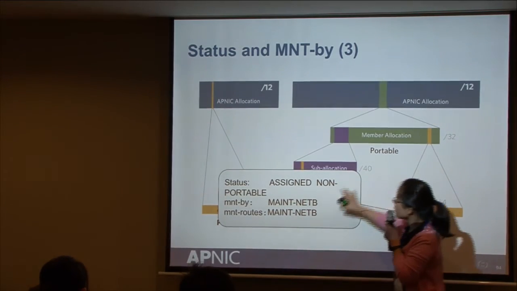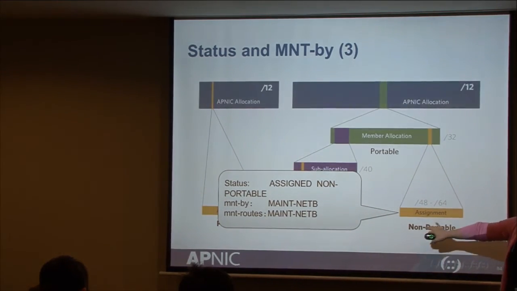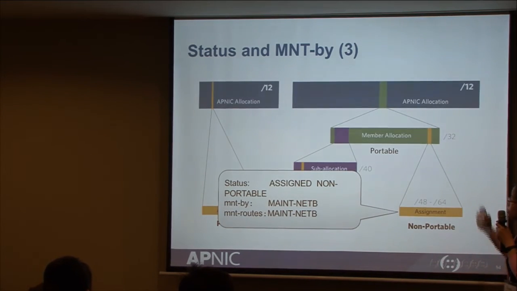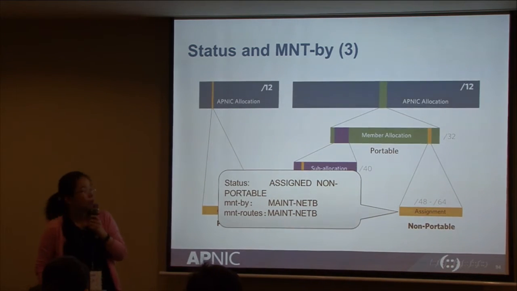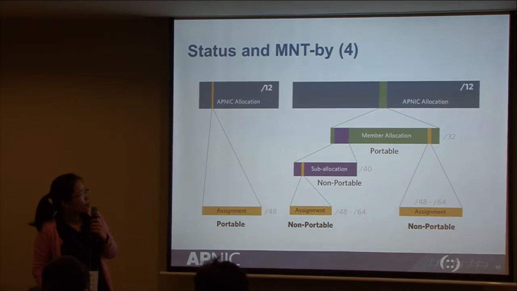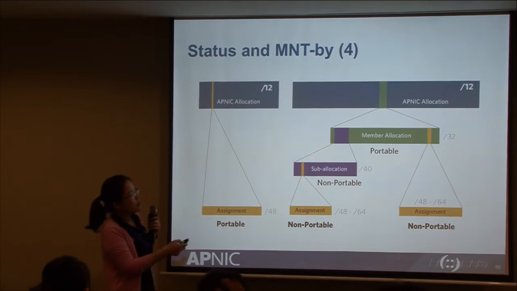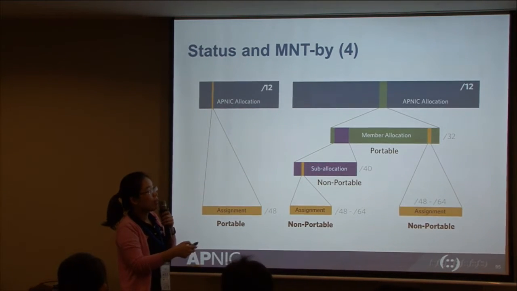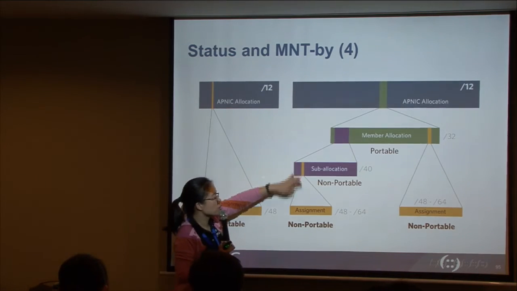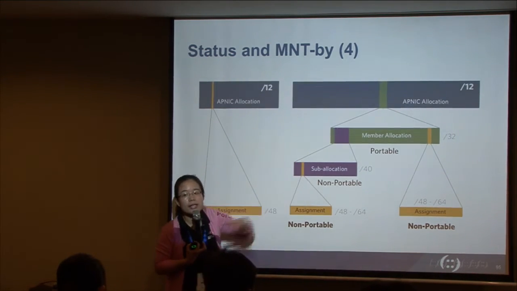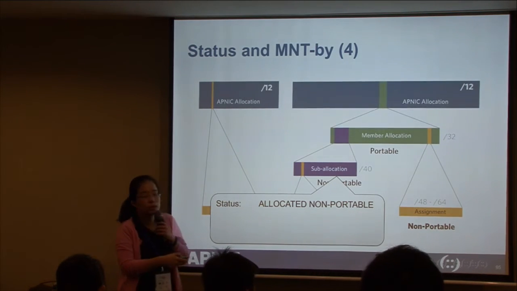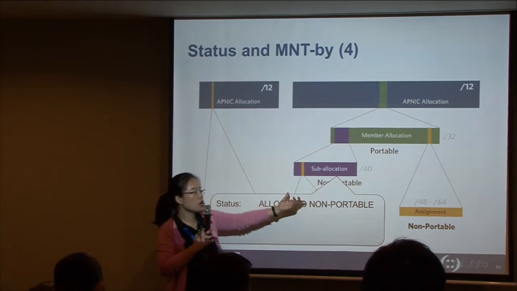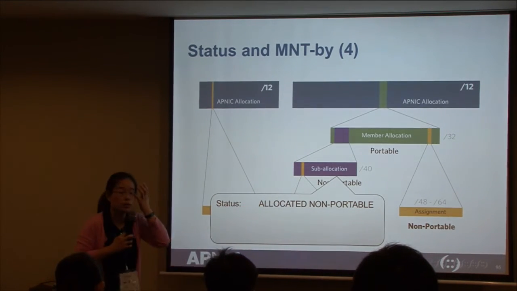And then for this block, the route objects will be created by this member. He will create the route objects for this customer. And this is assigned non-portable for this one. You can see for this block, this is the allocation, because it is used for the further delegation. So for this part, its status is allocated non-portable. You can see all these statuses from the whois database.